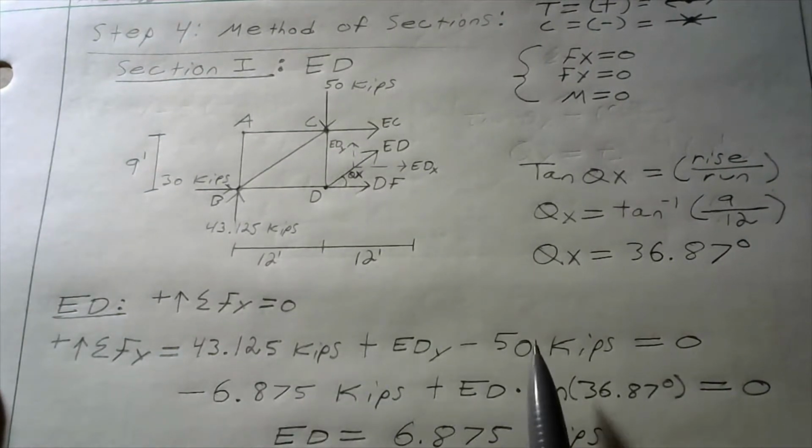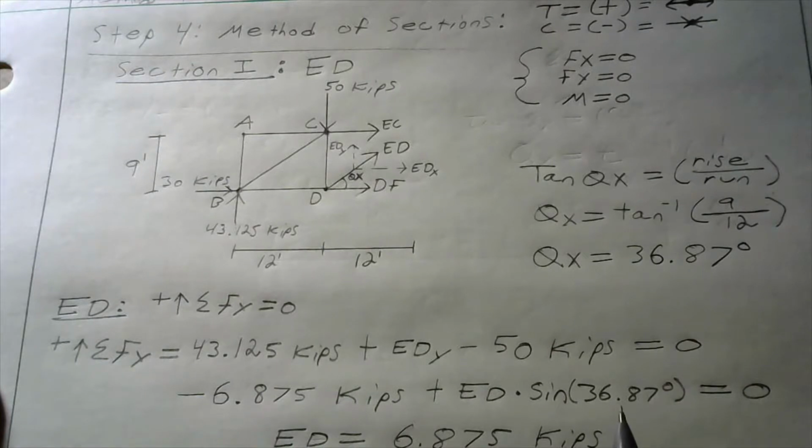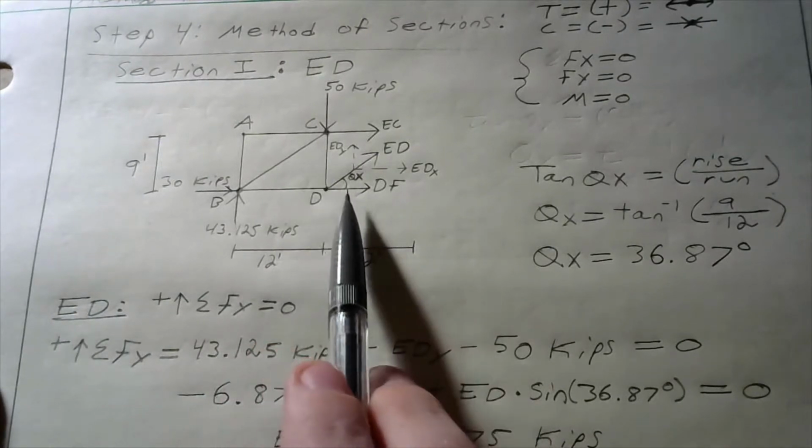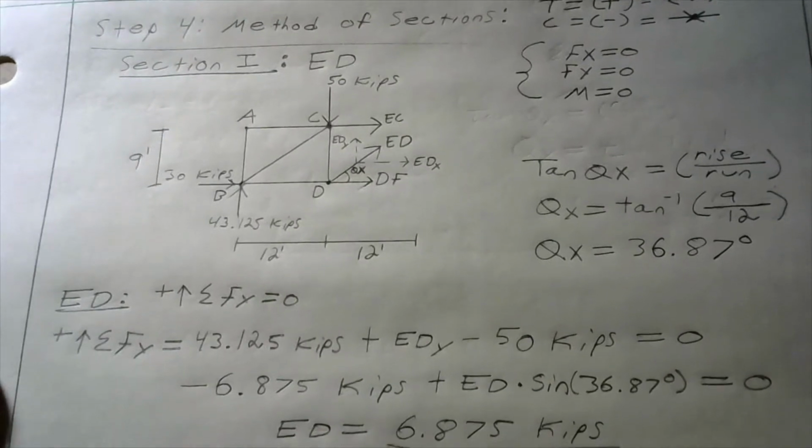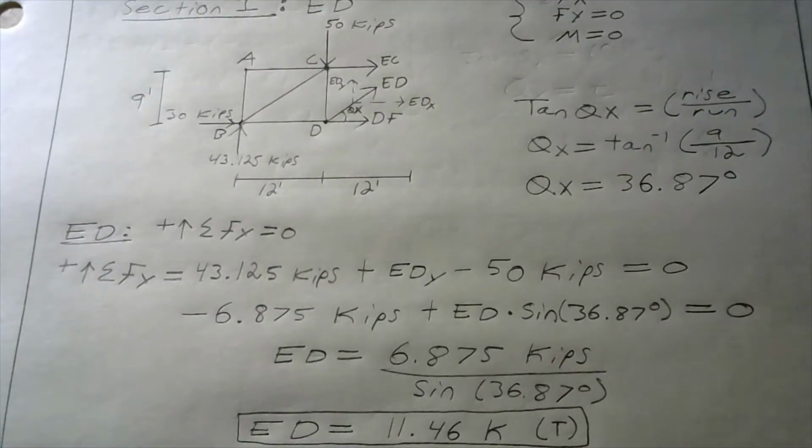You add these two together, you get a negative 6.875 kips plus ED times the sine of 36.87. So if you use SOHCAHTOA with this angle to find the y component, you'll find that it's sine of that angle that you need. And then you'll move that to the other side, which will become positive 6.875, and divide by sine of 36.87.